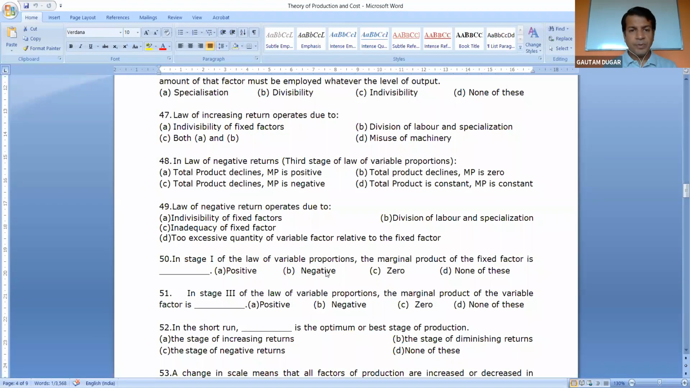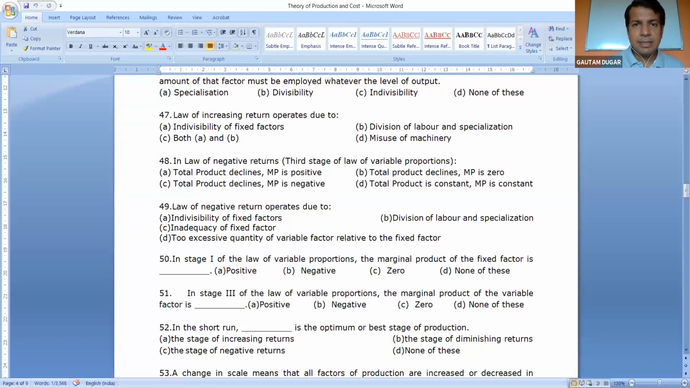Very good going. Next, 50. In stage 1 of the law of variable proportions, the marginal product of the fixed factor is A, positive. Yes, Aishwarya Lakshmi, that's right. 50 is A. In stage 3 of the law of variable proportion, the marginal product of the variable factor is... 51. Yes, B, Neha Gupta, this is the right answer. It's negative.